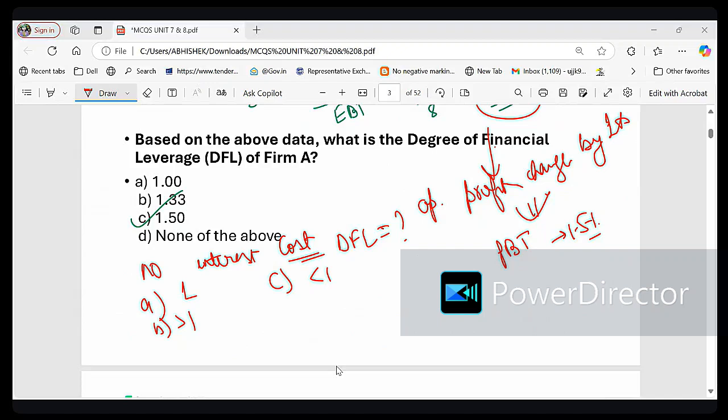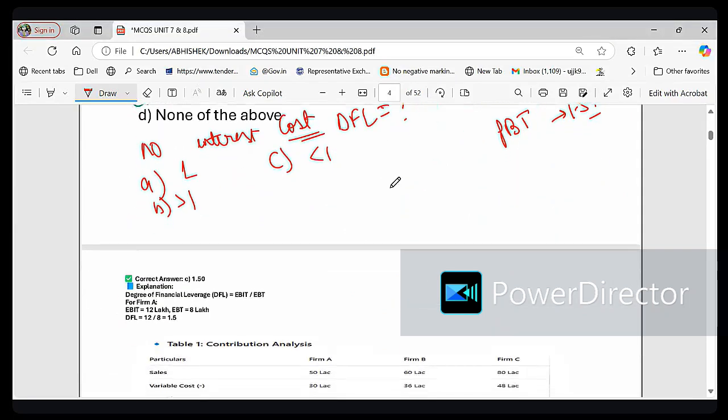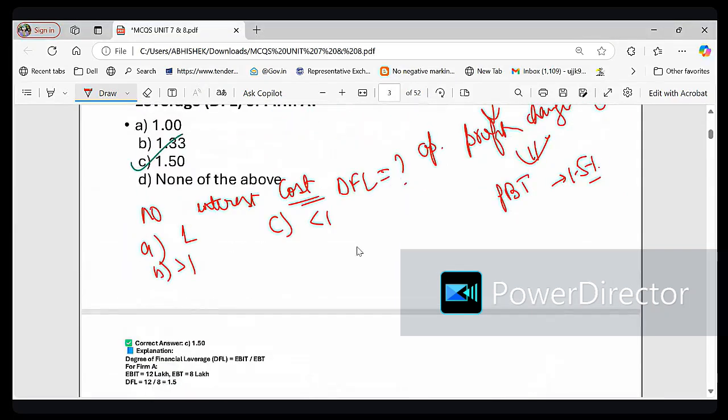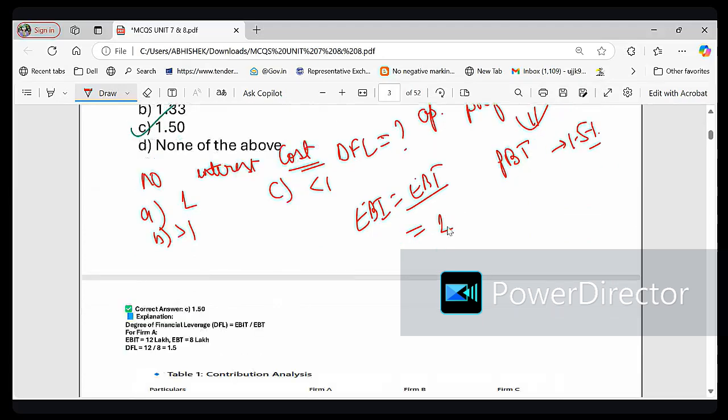Yes, very good. Option A, 1. It will be 1. Option A is the correct answer. Why will it be 1? Because if there is no interest, then EBIT and EBT will become the same, and the ratio will become equal to 1. So this is the point. Now let's see the next question.